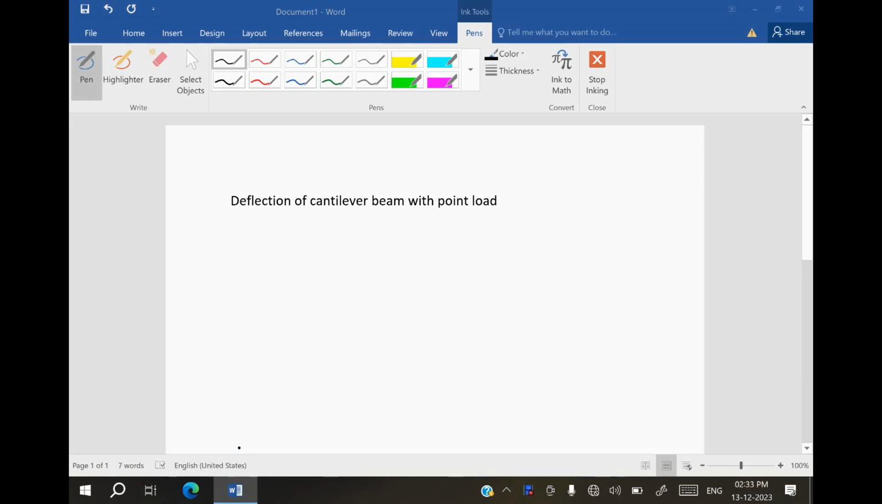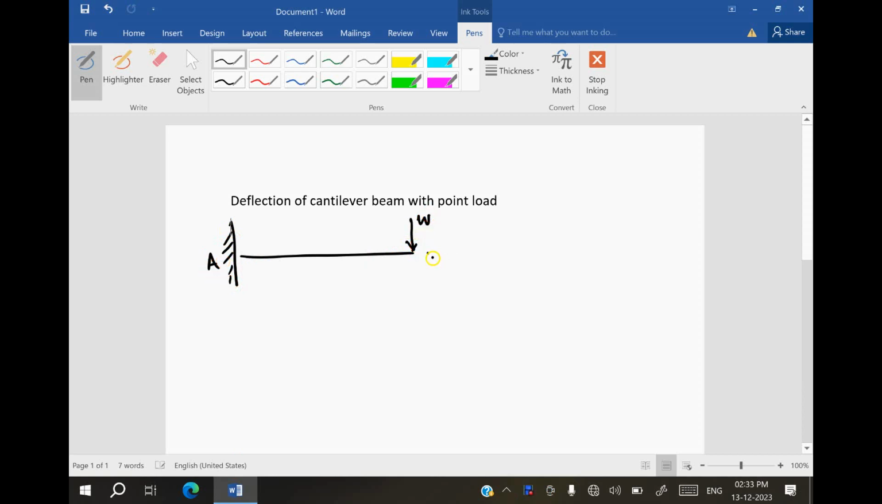Now let us discuss the deflection of a cantilever beam with a point load at its free end. Okay, let me just draw a beam first. A cantilever beam, I am just trying to draw it out. I have a load W here at its free end.